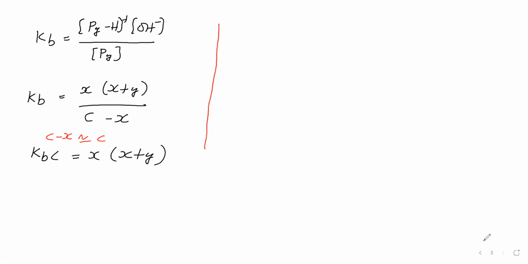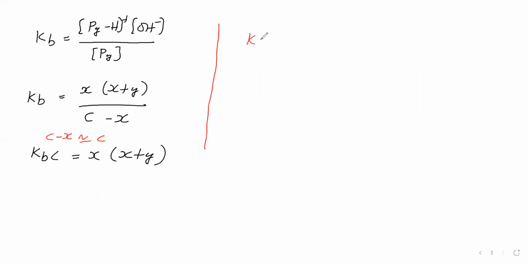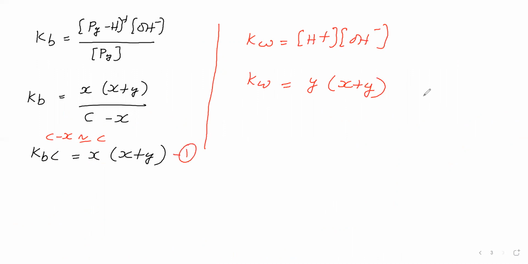Next, we will take another equilibrium. For this equilibrium, the constant is the ionic product of water, Kw. So Kw is equal to the concentration of H plus times the concentration of OH minus. Kw is equal to y, the concentration of H plus, times x plus y, the concentration of OH minus. Let us call this equation number 1 and this equation number 2. Let us solve equations 1 and 2.